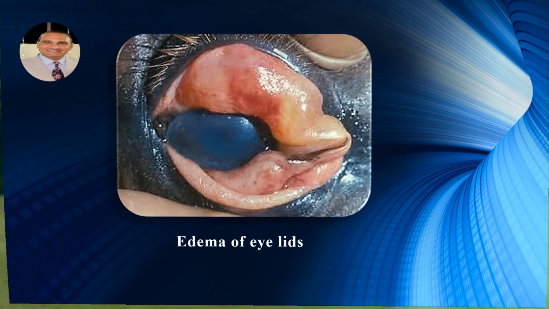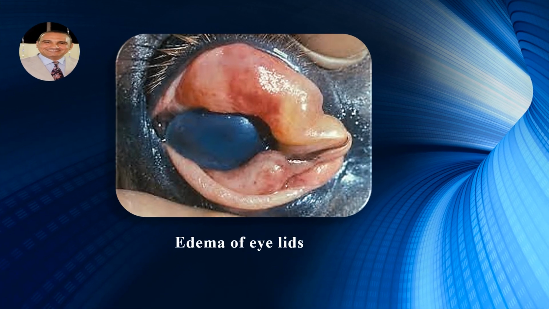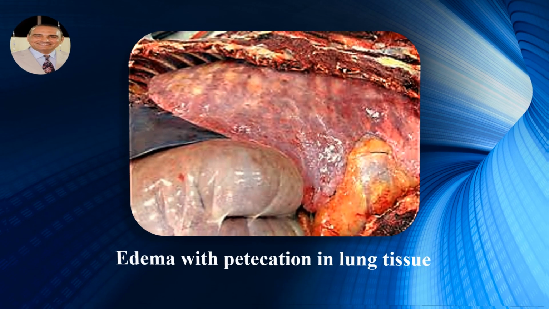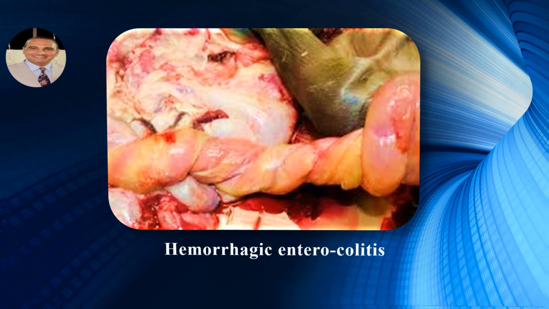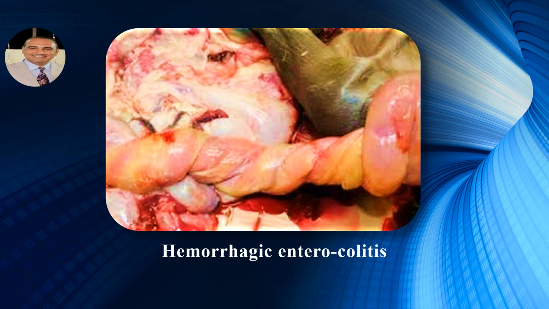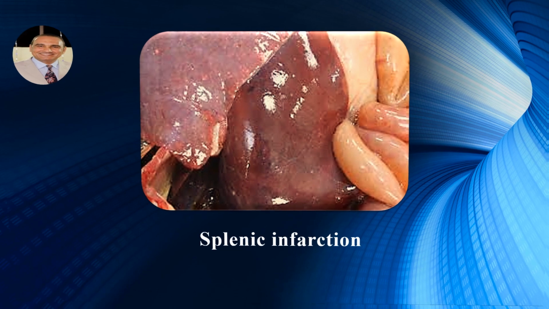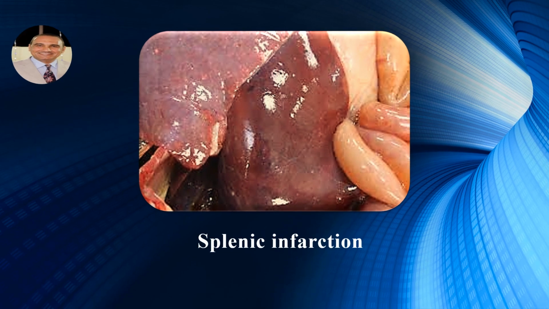Post-mortem lesions in equines dead due to equine viral arteritis disease are the following: huge edema of the eyelids, edema with petechiation in lung tissues, hemorrhagic enterocolitis, splenic infarction.